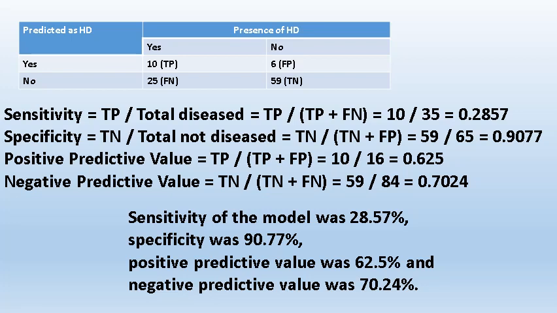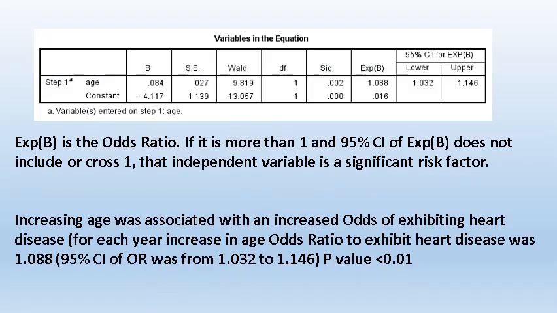Now we can calculate positive predictive value and negative predictive value of the model. Positive predictive value means true positive divided by true positive plus false positive. So in this case, it is 62.5%. Negative predictive value means true negative divided by true negative plus false negative. So we got 70.24%.